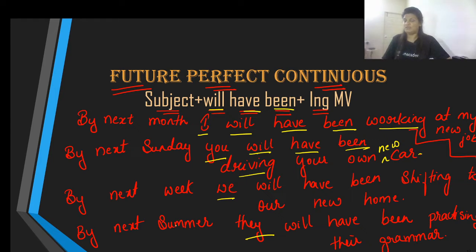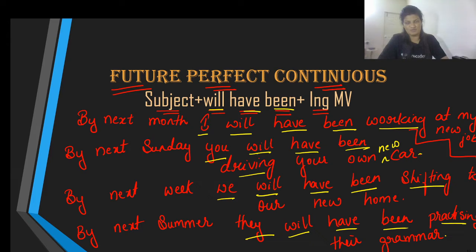By next week, we will have been shifting to our new home. We were planning to shift, to move, and now we are almost done with everything. Moving, shifting is almost done. We were looking for the house and we are done looking for the house, and by next week we will have been shifting to our new home. By next summer, they will have been practicing their grammar. We've been learning grammar for a very long time, almost from the month of September. If I remember well, I started in the month of September.